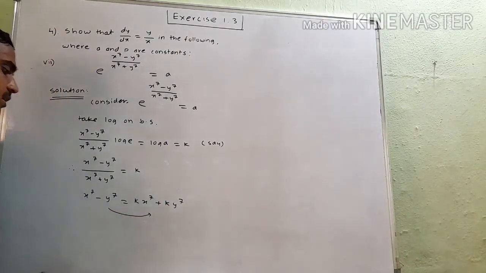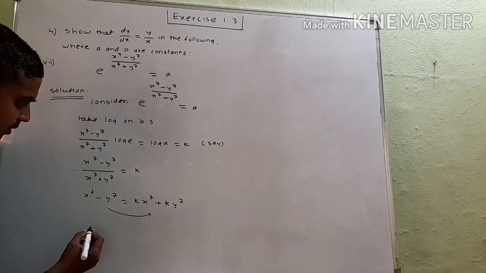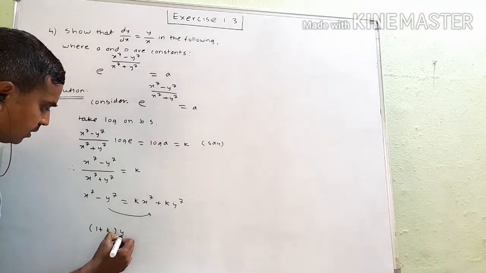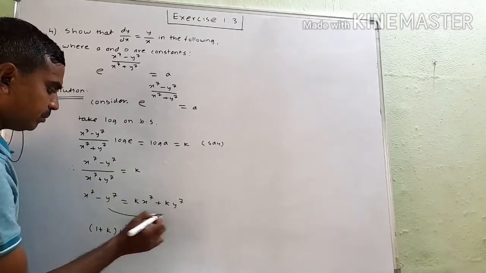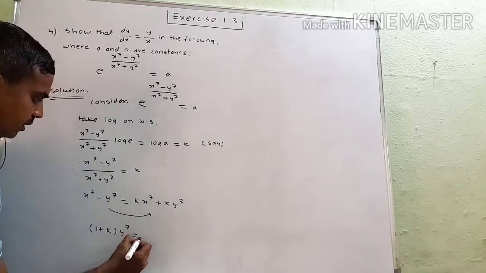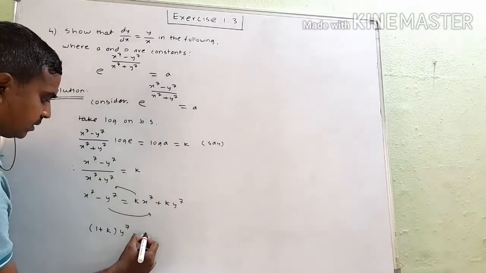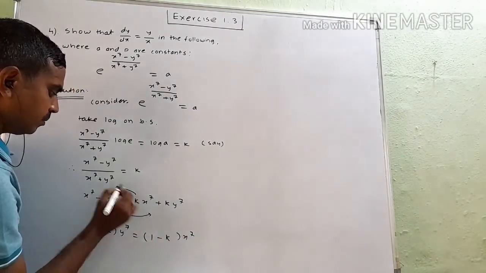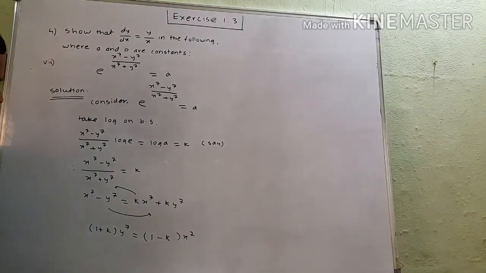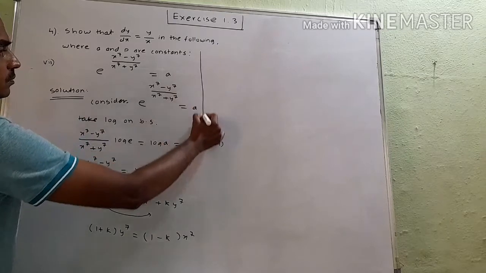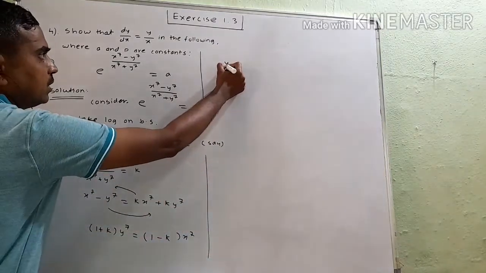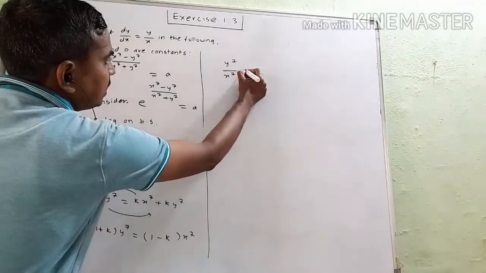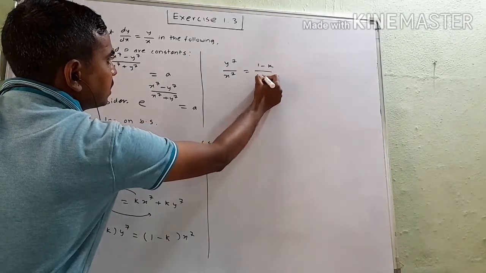Right, collect the coefficient of x raised to 7 and y raised to 7. Means here we get this coefficient positive, means here we get 1 plus k. And the coefficient of y raised to 7 is 1 plus k. The coefficient of x raised to 7 will be, here is 1 and next is minus k. Now x raised to 7, y raised to 7 divided by x raised to 7 equal to 1 minus k divided by 1 plus k.